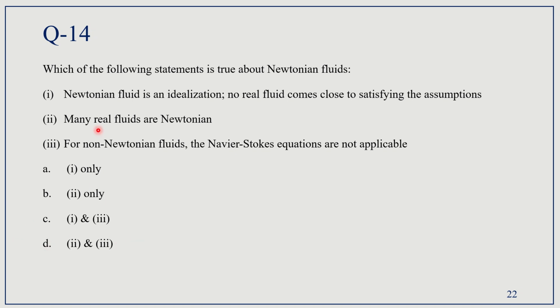The second and third statements state that many real fluids are Newtonian fluids, and for non-Newtonian fluids, Navier-Stokes equations are not applicable, which is true. The first statement is wrong because it says that Newtonian fluid is an idealization, which is not, because most of the fluids that we see in our day-to-day life come close to the Newtonian fluid and satisfy those assumptions, which is that shear stress is proportional to the shear rate or the local deformation rate, and viscosity would be almost independent of the shear stress. So option D is the right answer. 2 and 3 are right.